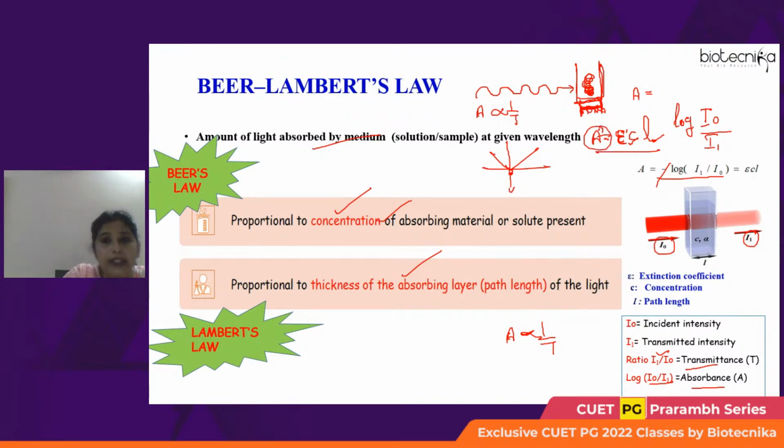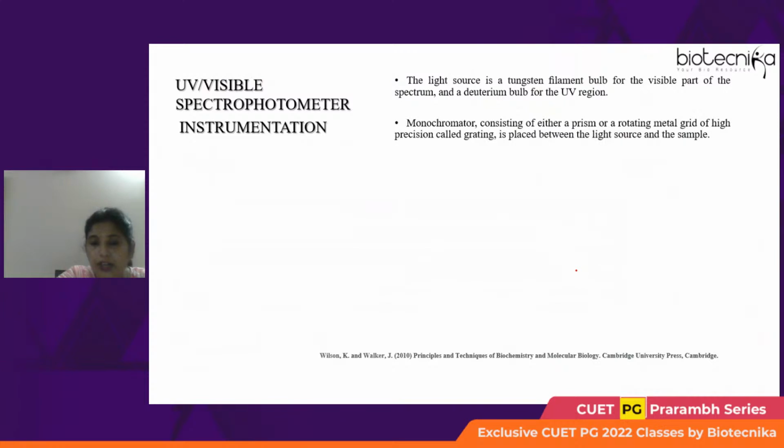You can calculate the absorbance, you can calculate the concentration, right? If you know the molar extinction coefficient, concentration and path length, you can find out absorbance. Similarly, if you know absorbance, molar extinction coefficient and path length, you can find out concentration by simply rearranging this formula: absorbance divided by molar extinction coefficient and path length, right? So this is how we express Beer-Lambert's law.